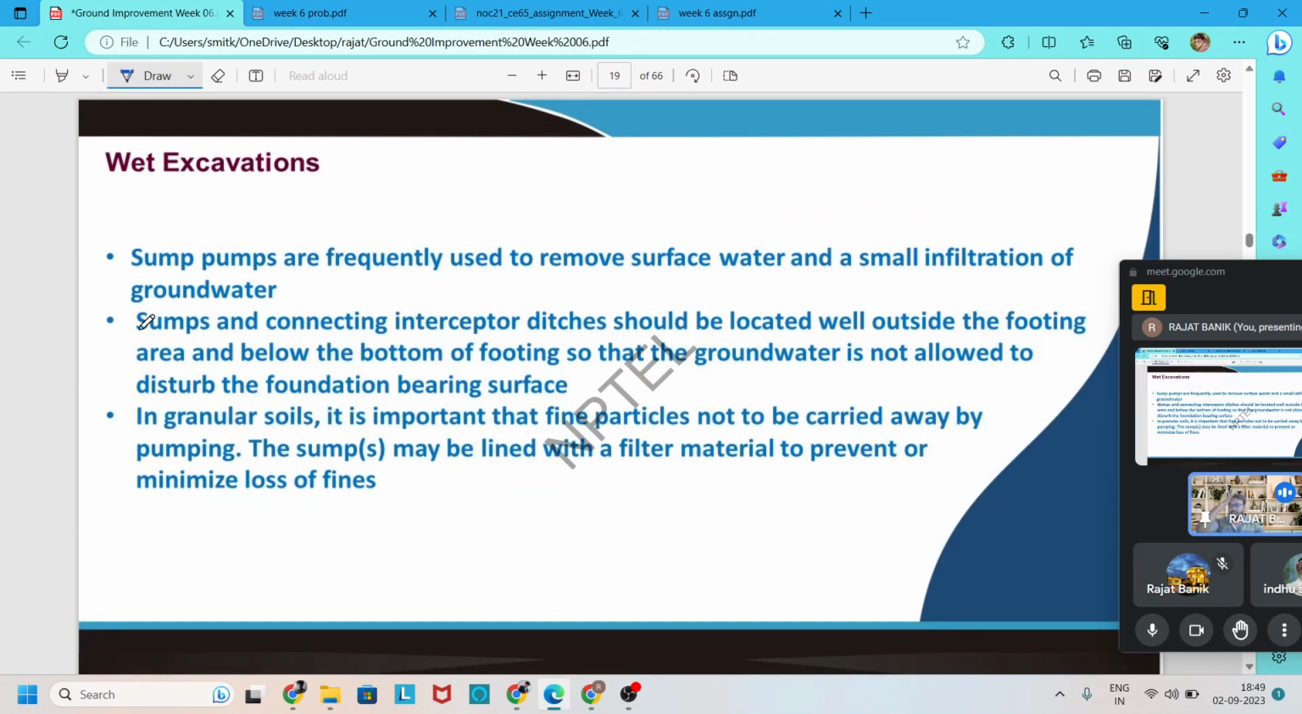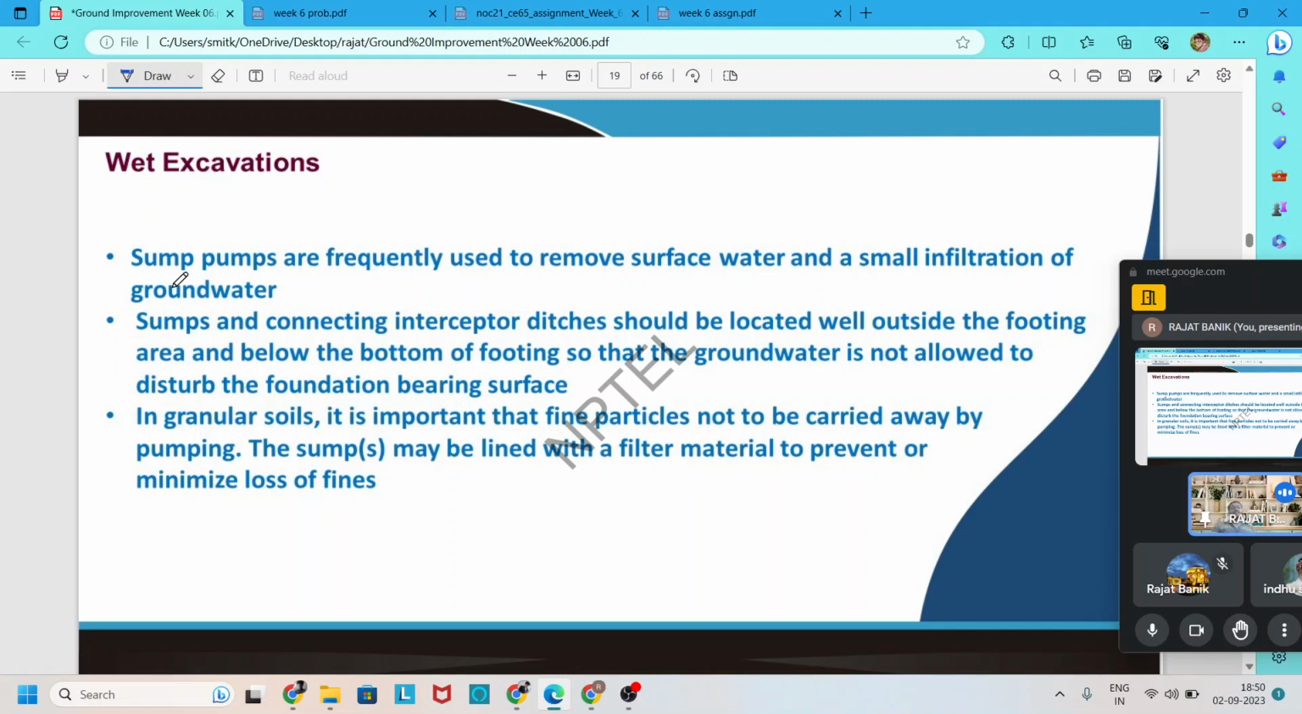So here a few points are made regarding sump pumps. Sump pumps are frequently used to remove surface water and a small infiltration of groundwater. Sumps and connecting interceptor ditches should be located well outside the footing area and below the bottom of the footing, so that groundwater is not allowed to disturb the foundation bearing surface. In granular soil, it is important that fine particles are not carried away by pumping. The sumps may be lined with a filter material to prevent or minimize the loss of fines.